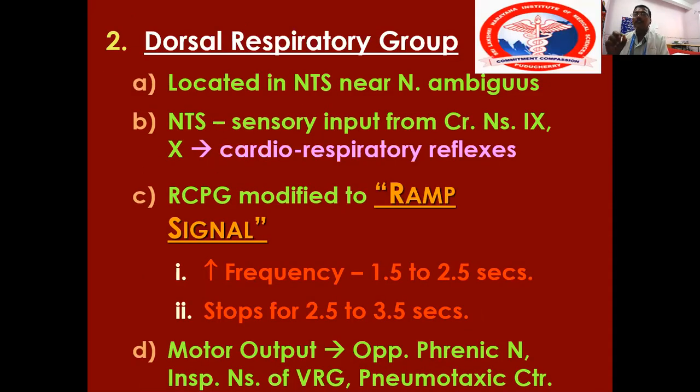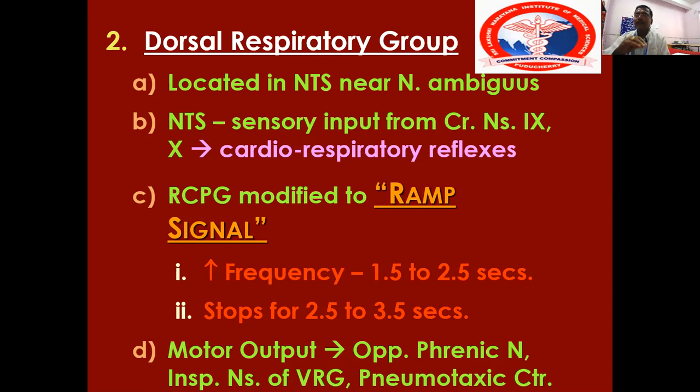Okay, the dorsal respiratory group is located in the nucleus of tractus solitarius near the nucleus ambiguus. The nucleus tractus solitarius gives the sensory input from cranial nerves 9 and 10, which leads to the cardio-inhibitory reflexes. The RCPG is modified to the ramp signal.